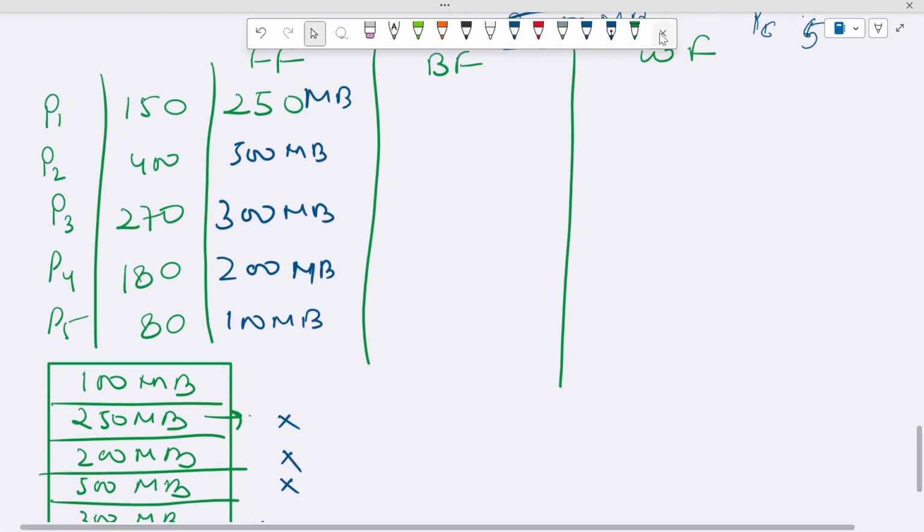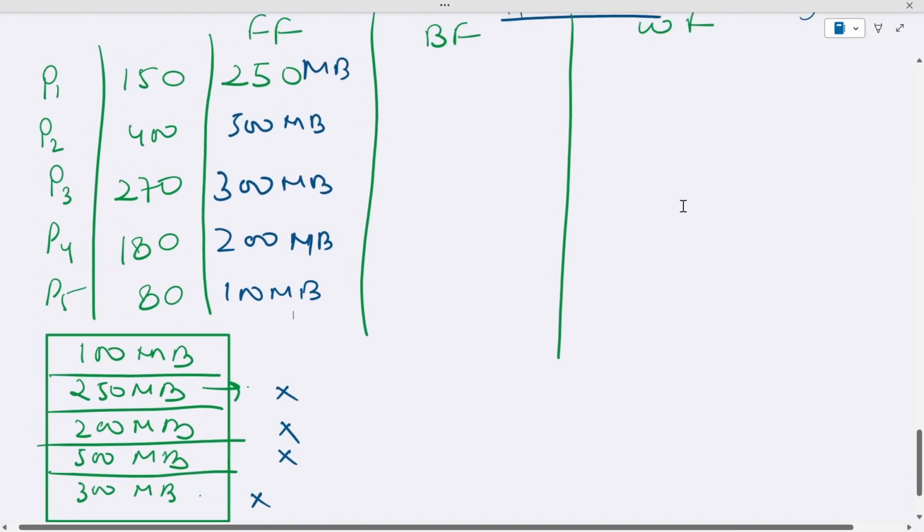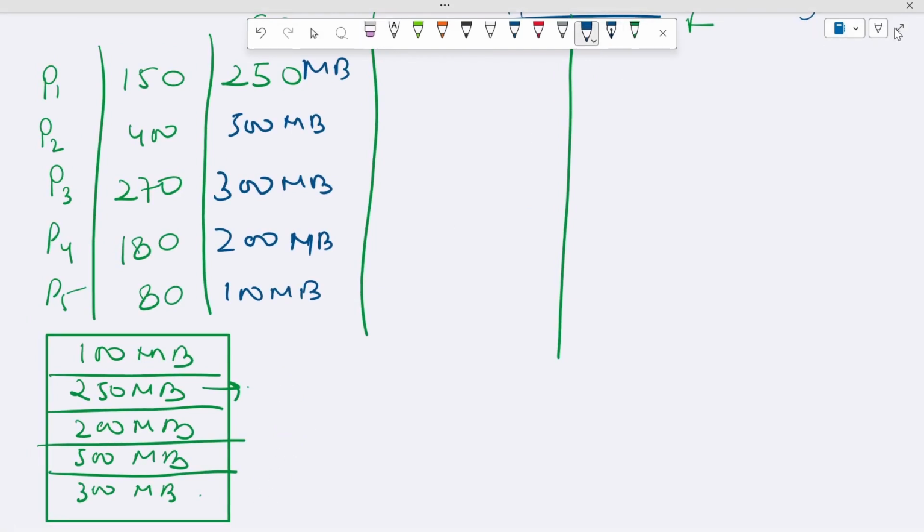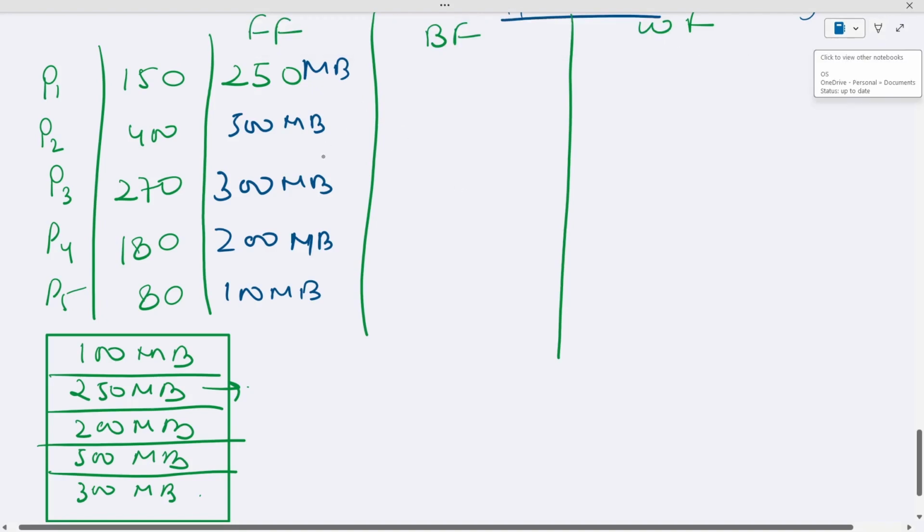Now we are moving towards best fit. What does best fit say? Okay. So now we remove this. Now we start from the start. Okay. In best fit, we add the process to that particular memory block where less internal fragmentation occurs. P1 process is 150. Let's see, 100 definitely is not able to access this because the process size is 150 and the block size is 100.